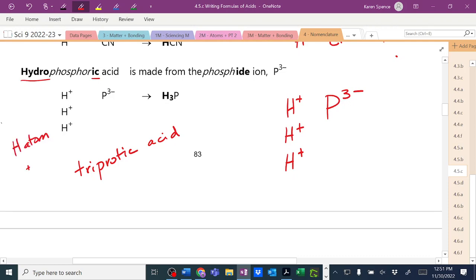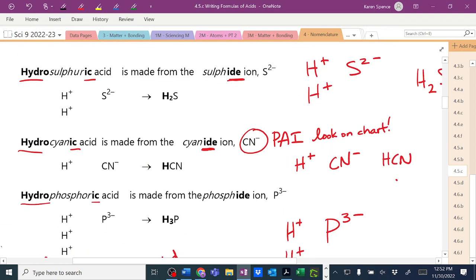An H atom, we have a proton in the nucleus and we have an electron around the outside. What happens when we have an H plus ion? What do we have left? Just have the proton left. So H plus in grade 12 will be referred to often as a proton. And so this is a triprotic acid because it has 3 protons.